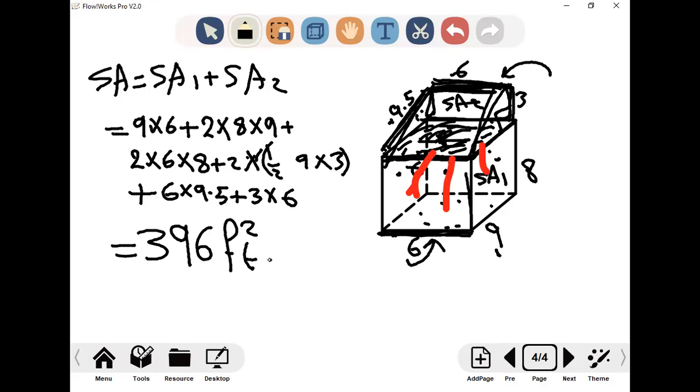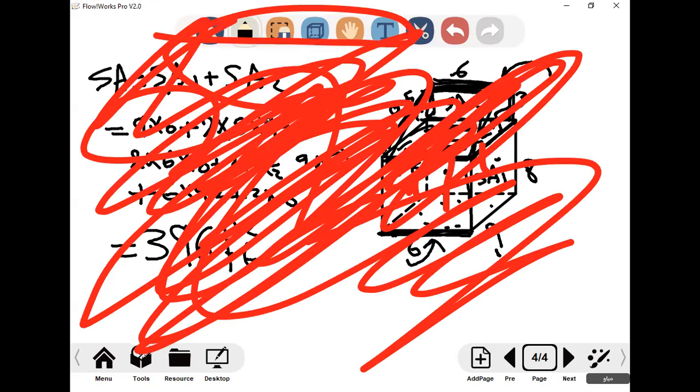I was joking. Done, guys. So to find the surface area of composite figures, we care about the faces outside. Any face inside the figure, we don't include it.